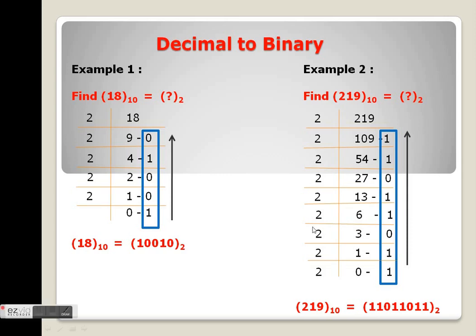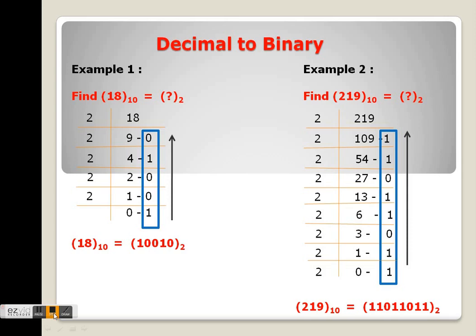For example, to convert the decimal number 18 into binary form, we will divide 18 by 2 and we will get 9 in the quotient and 0 in the remainder. In the next step, we will divide 9 by 2 and we will get 4 as quotient and 1 as remainder. Next, we will divide 4 by 2 and get 2 as quotient and 0 as remainder. Then we will divide 2 by 2 and get 1 as quotient and 0 as remainder.